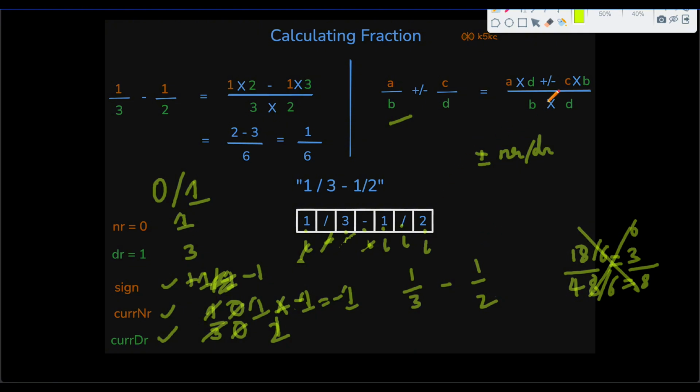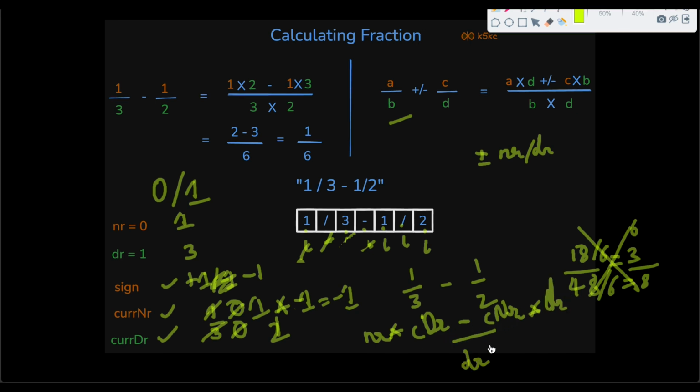So again, we will follow the same mathematical formula. So for numerator, we will multiply numerator into current denominator. I'm writing it as CDR minus current numerator. Let's write it as CNR into denominator. And similarly for denominator, it will be denominator into current denominator.